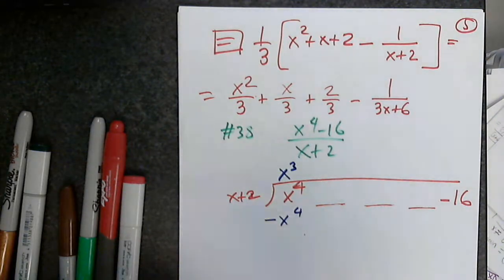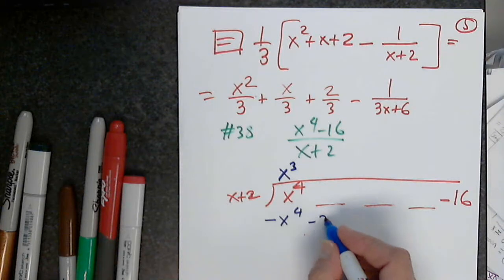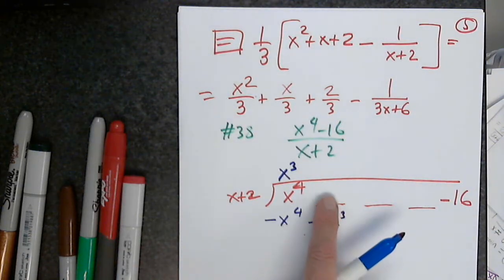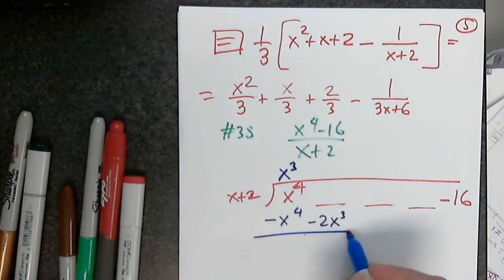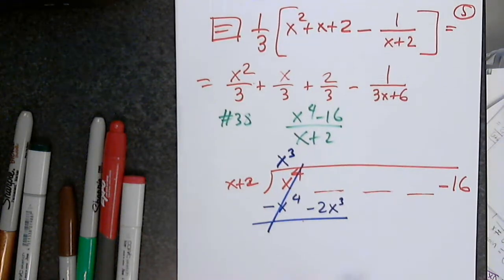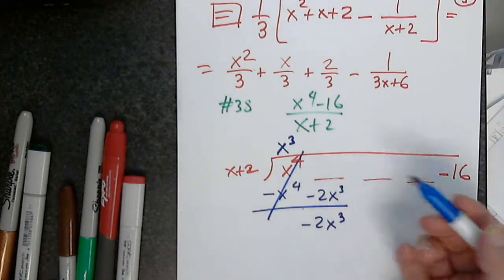Negative x to the fourth. X to the third times 2 is 2x to the third, but I have to write negative 2x to the third, and I have to write it under the next term because degree 4, degree 3. Gone. I copy the next in line. There is nothing I can do here.